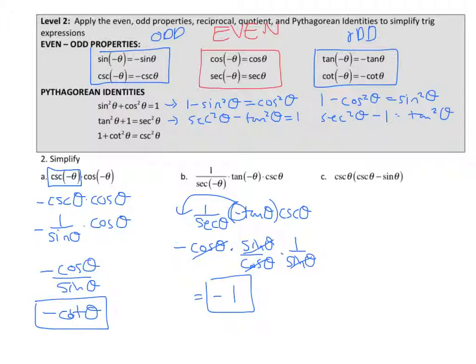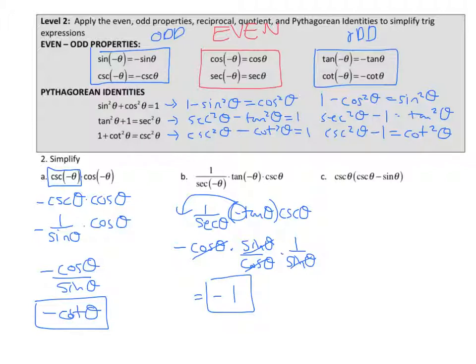And then with cotangent, or the next one, 1 plus cotangent squared theta equals cosecant squared theta. Again, we can write that in two other ways. So we could say cosecant squared theta minus cotangent squared theta equals 1. Or cosecant squared theta minus 1 equals cotangent squared theta.